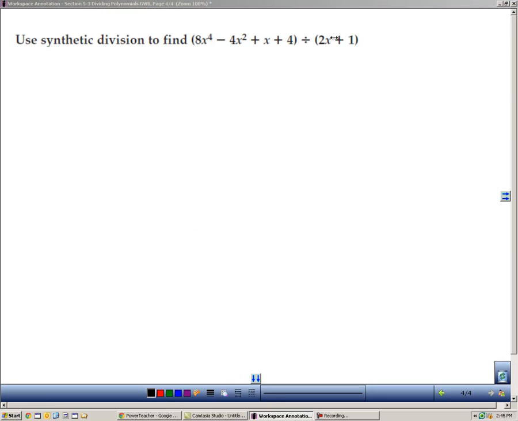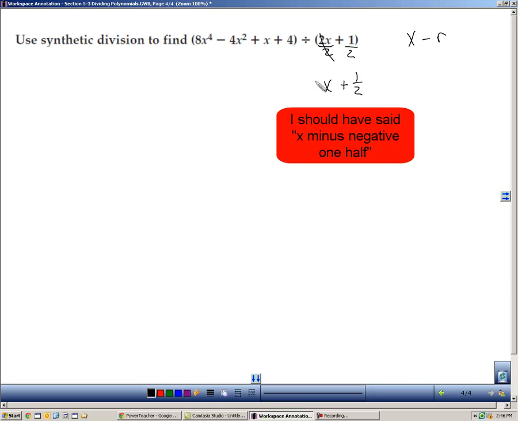Here's another example using synthetic division, but it's a much more difficult example. And one of the reasons is because your divisor isn't of the form x minus r, like we said it needed to be. Well, here's what we do. We're going to take this and divide everything by 2. So we're going to make this new divisor x plus 1/2. And now that is of the form x minus r, it's x minus -1/2.